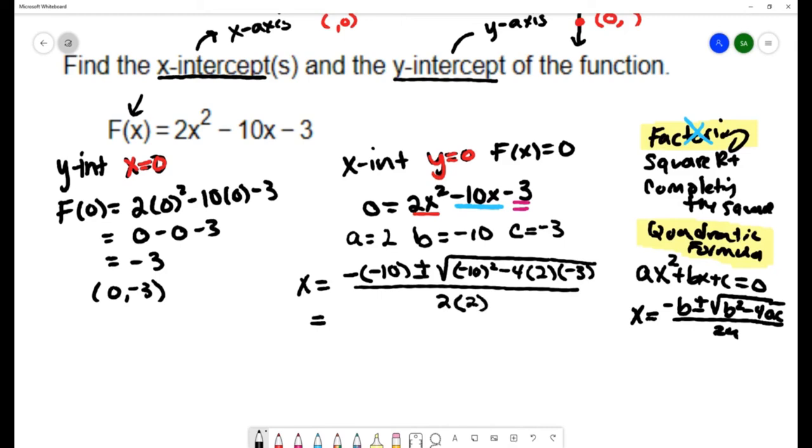Then we're going to simplify using order of operations. So I have negative and negative 10, that's a positive 10. Inside the radical, I'm going to apply the exponent first. Negative 10 squared is 100. I'm going to do the multiplication next. 4 times 2 is 8. 8 times 3 is 24. And I have an even number of negatives, so that's going to be plus. 2 times 2 is 4.